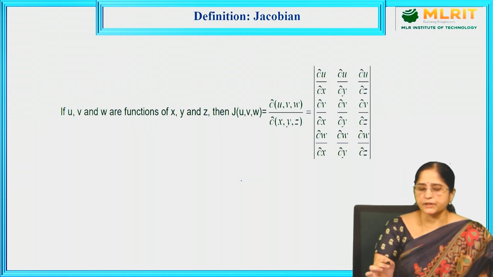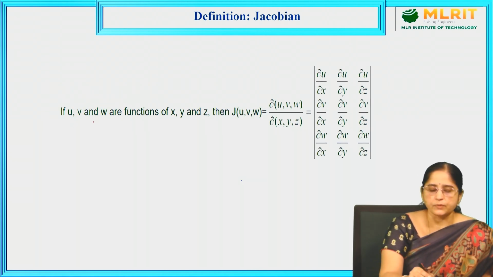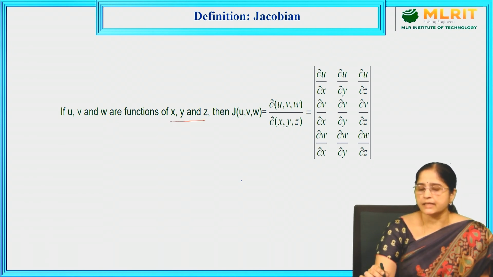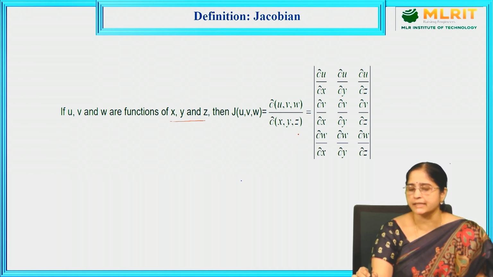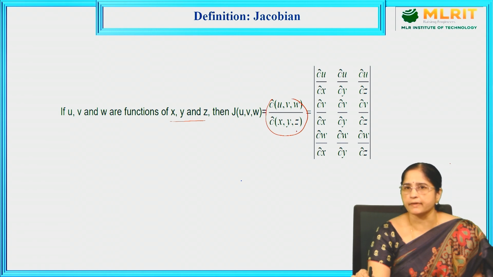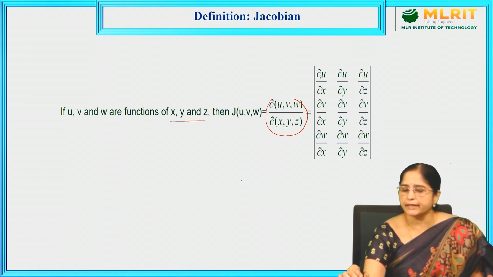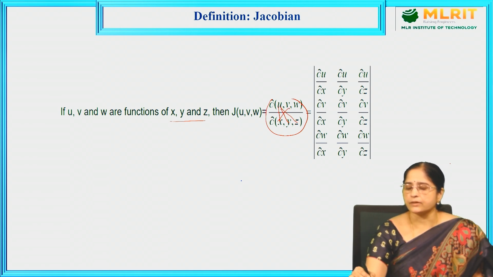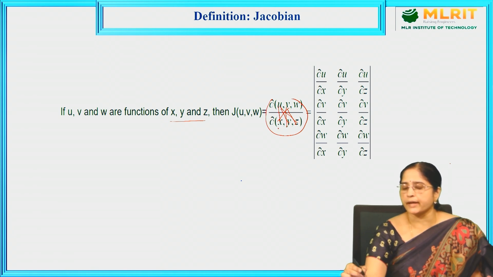So here the definition of the Jacobian is: if u, v, w are functions of x, y and z, then the Jacobian of u, v, w with respect to x, y, z is denoted by ∂(u,v,w)/∂(x,y,z), equal to the determinant of ∂u/∂x, ∂u/∂y, ∂u/∂z, ∂v/∂x, ∂v/∂y, ∂v/∂z, and ∂w/∂x, ∂w/∂y, and ∂w/∂z.